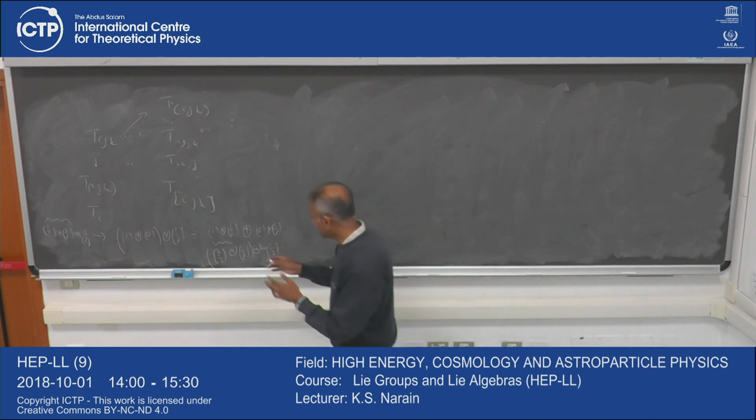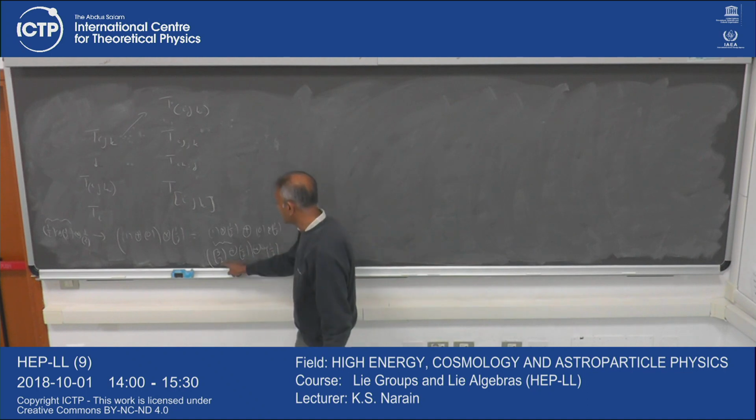In fact, just to check whether you have not missed anything, you can look at the dimension of this. This is dimension 4, right? 2j plus 1. j is 3 half, so 2j plus 1 is 4.